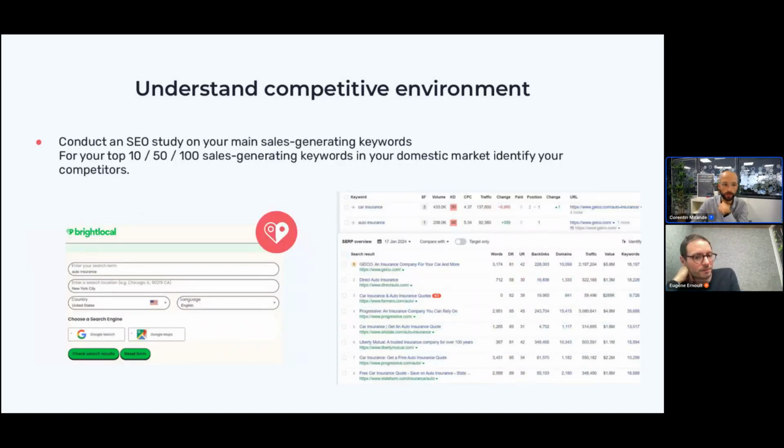And to do that, you need to do it as if you were in the territory that you are trying to target. So you can do lots of things. You can use a VPN. You can use tools like BrightLocal.